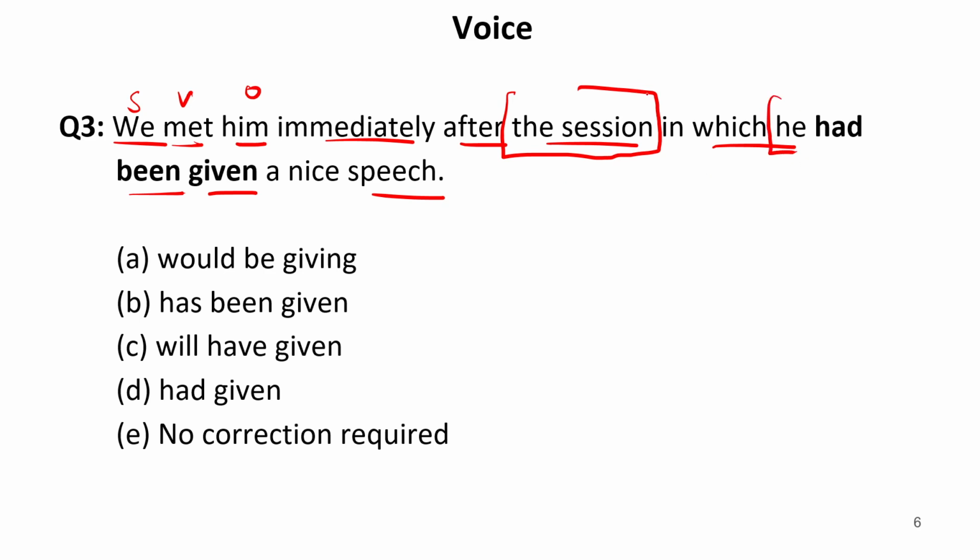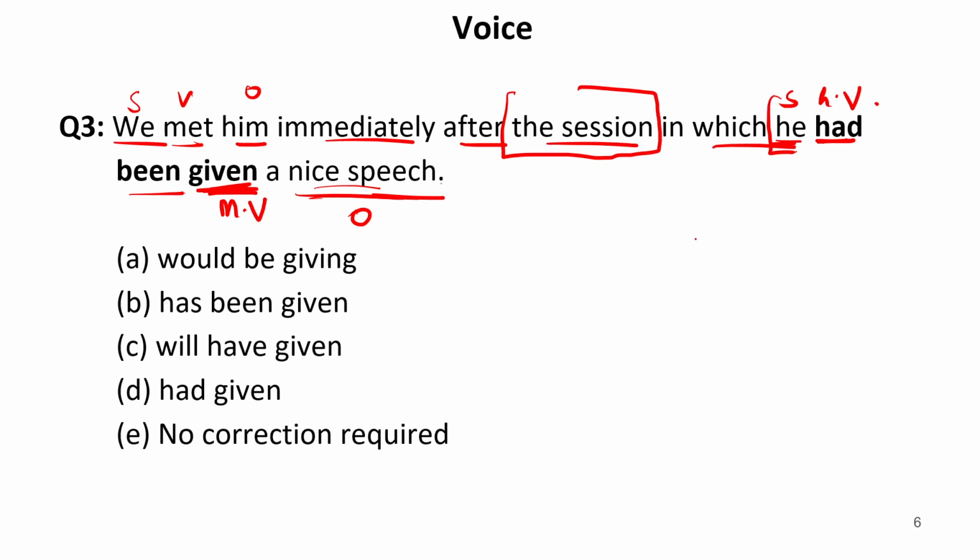Now, this is another part of the sentence. He had, so he is the subject, had is the verb. It is a helping verb. Now, the main verb is given. This is the main verb. Now, if I say he had given what? So we need an object, and the object is a nice speech. So this is the object. What did he give? He gave a nice speech. He had given a nice speech.